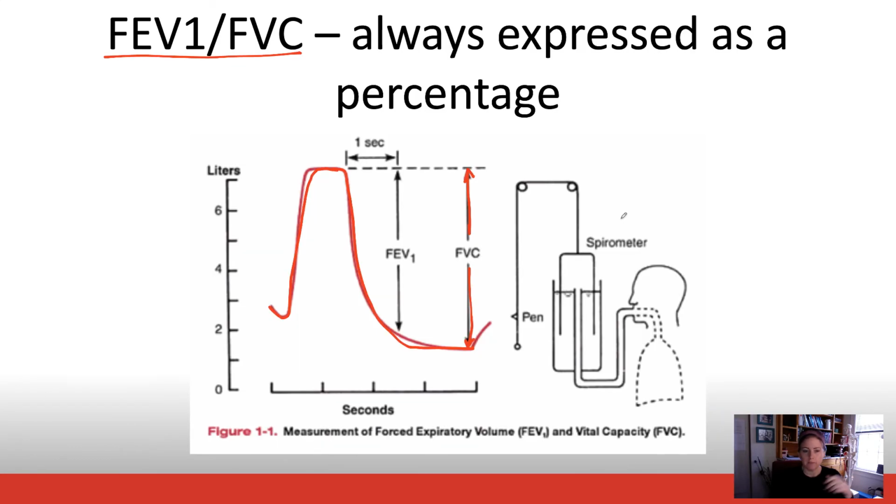So we have them breathe in, breathe out as hard and fast as they can, and we measure their forced vital capacity. Now, another thing that we can do with this is we can actually take a measurement, and that FEV1 means forced expiratory volume in 1 second. So how much of this total air were they able to blow out in 1 second? How quickly can they get that air out?